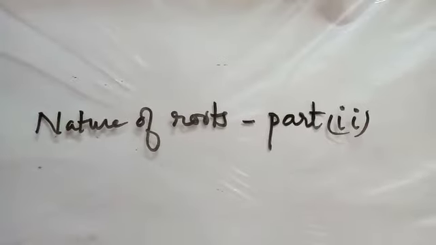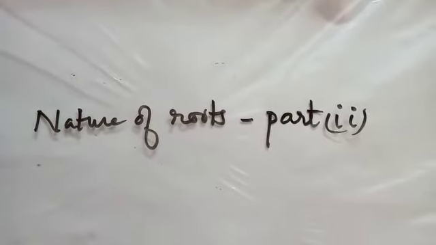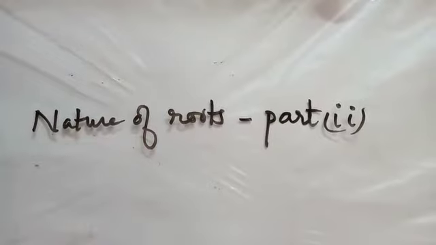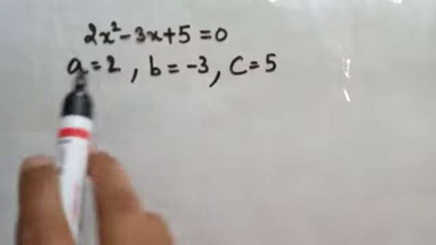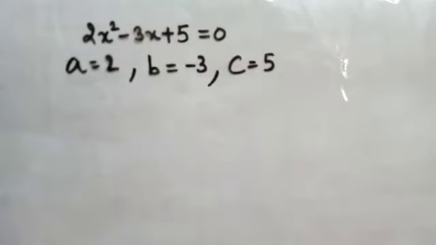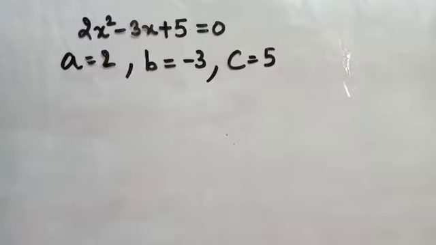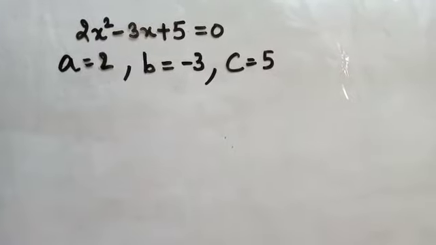In this video, we are going to discuss the nature of roots. This is part 2 of the video because here we will be continuing with the previous topic only. Let us take one example. 2x square minus 3x plus 5 is equal to 0 is our quadratic equation, and they are asking you to find out the nature of roots.